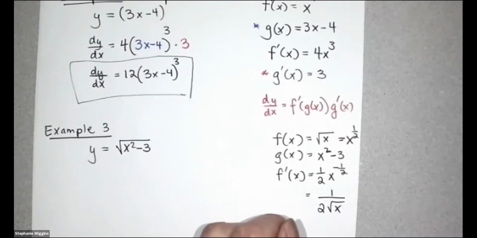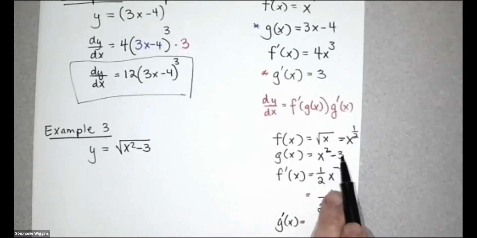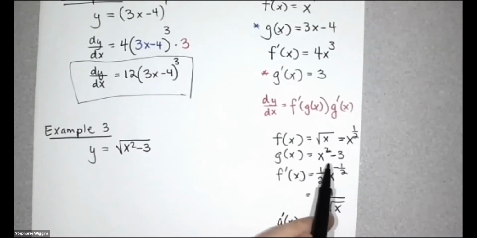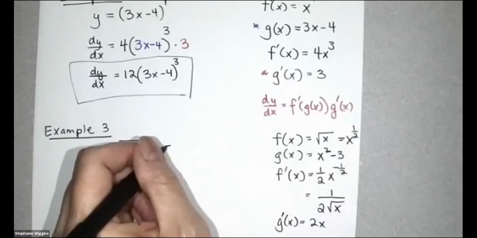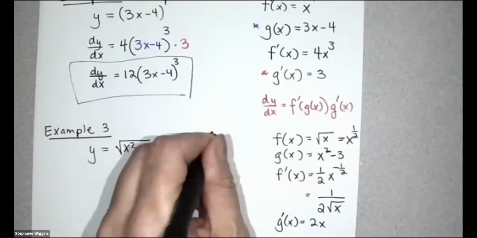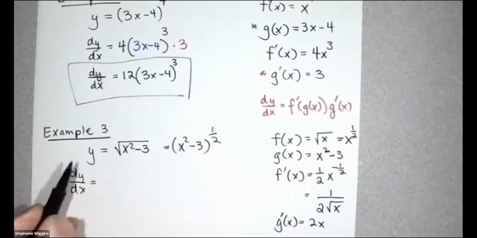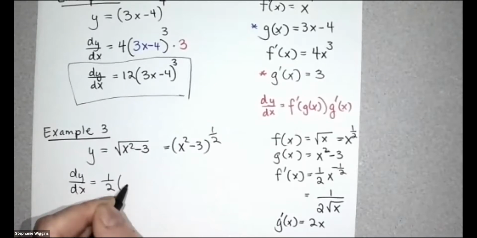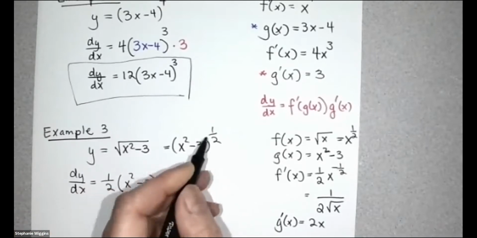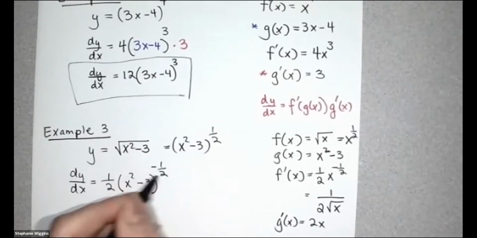The inside function also has a derivative. So I'm using a power rule here. 2 comes out front, and then the power is reduced by 1, so then this new power is 1. Okay, so taking the derivative of this, again, I want to write it as x squared minus 3 to the 1/2 power. So dy dx becomes 1/2 times x squared minus 3. Subtracting 1 gives me negative 1/2.